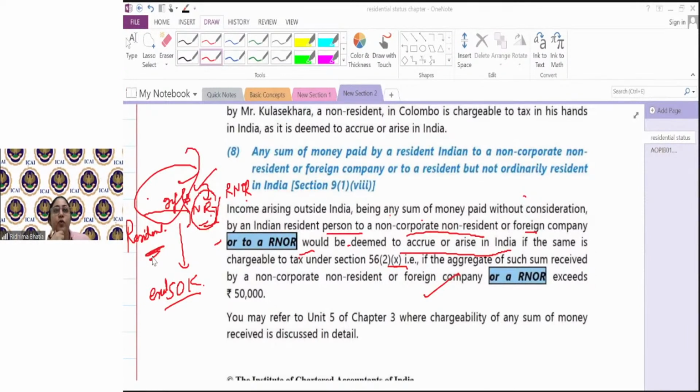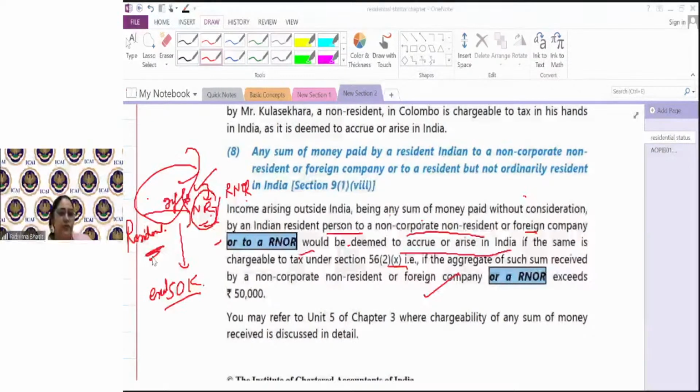If you've taken loan from American resident, Mamta, first you have to see what is your status. Are you a non-resident? You have taken a loan from another non-resident only, now. So you have to see whether you're using it for the purpose of business in India or not. Then that interest income would be taxable for the other non-resident.